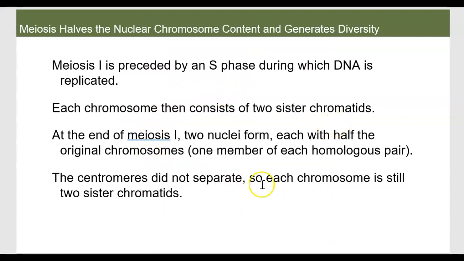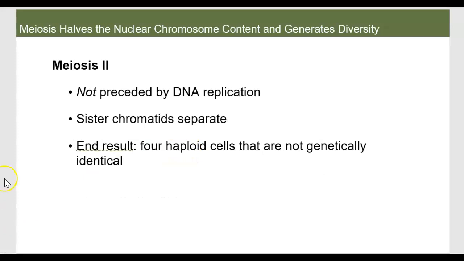And so what you'll see is, we already said this a little bit, this idea that at the end of meiosis 1, we're going to have 2 new nuclei, and they're going to have half of the original chromosome number, because the sisters are still together. Now, in meiosis 2, there is no more replication of DNA. So it's in meiosis 2 that the sisters are going to separate, and we're going to end up with 4 haploid cells, which will have some differences in them. They won't be genetically identical.